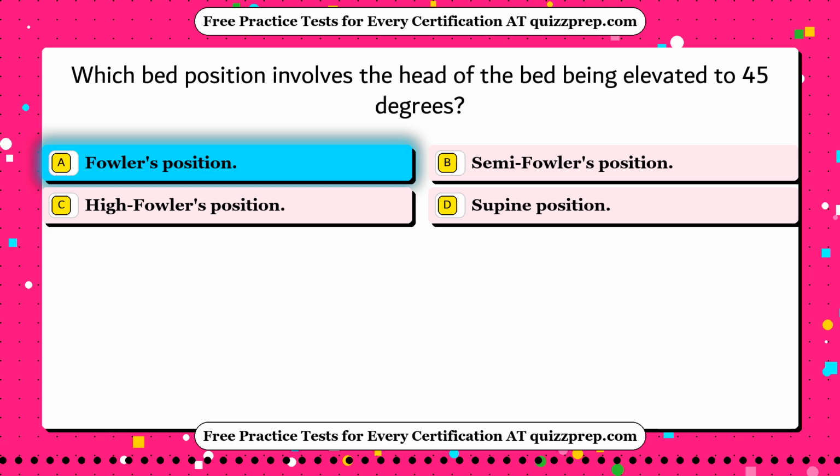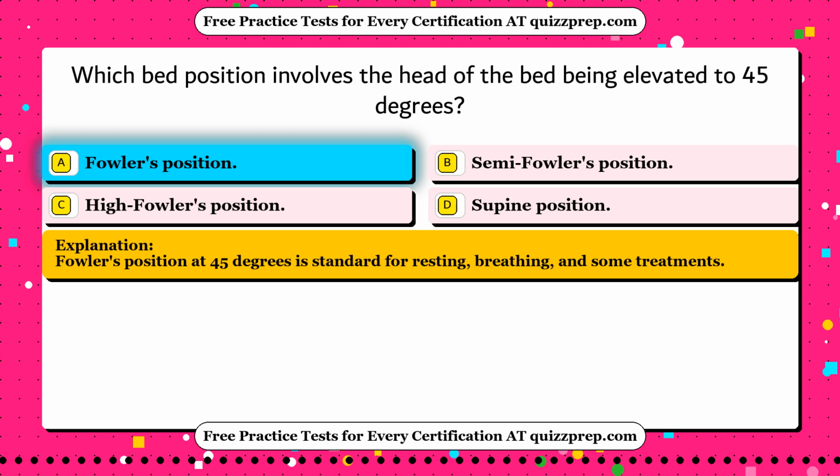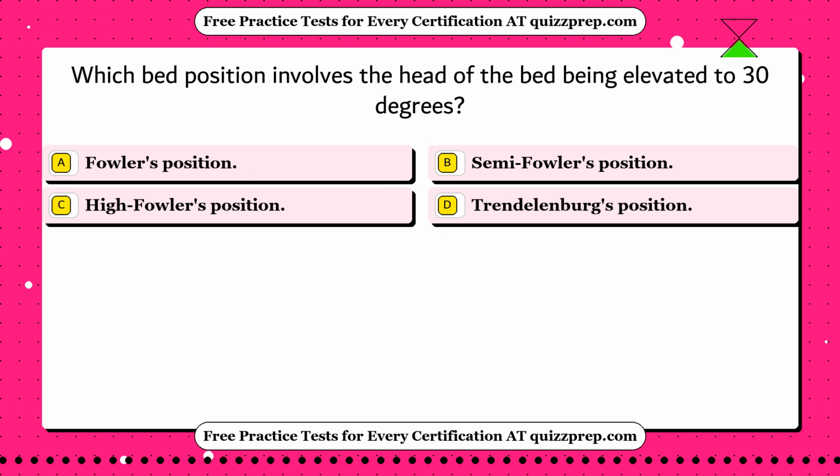The correct answer is option A, Fowler's position. Fowler's position at 45 degrees is standard for resting, breathing, and some treatments. Question 36. Which bed position involves the head of the bed being elevated to 30 degrees?